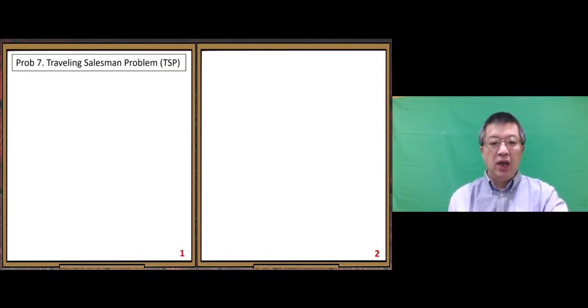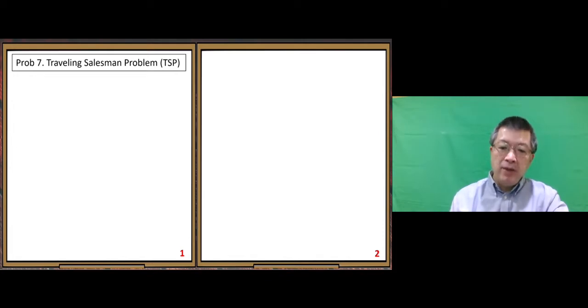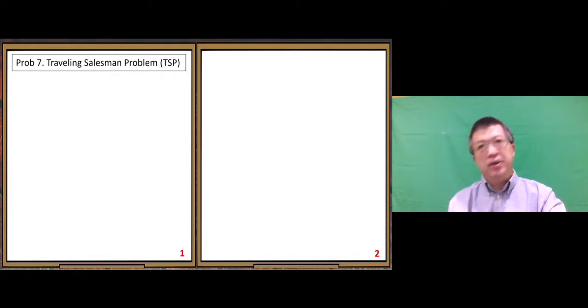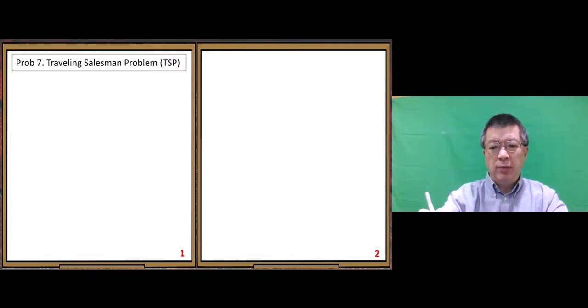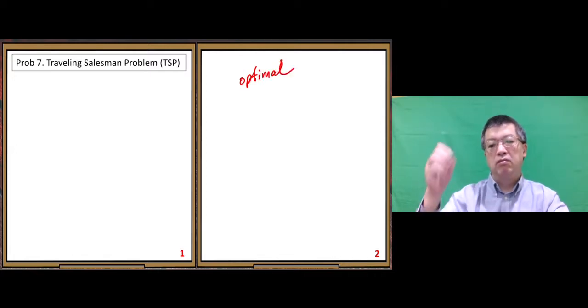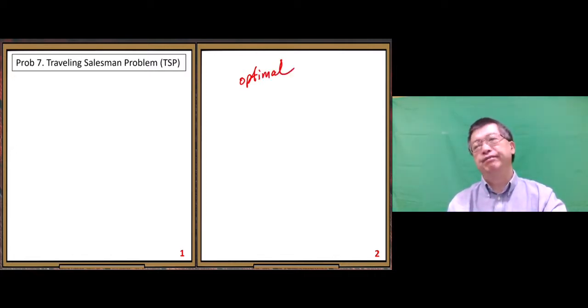Problem number 7. Traveling salesman problem, TSP. This is a very famous problem. Extremely hard problem. If you want to find an optimal solution, extremely hard. Nobody can do it.